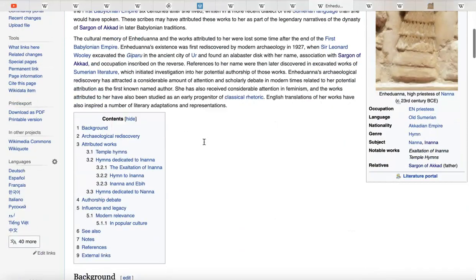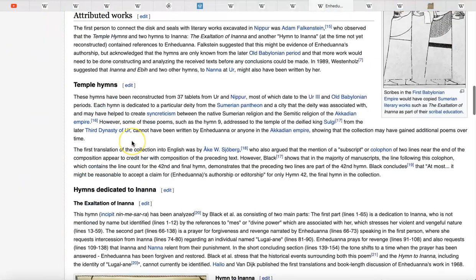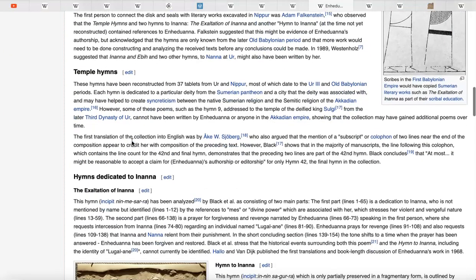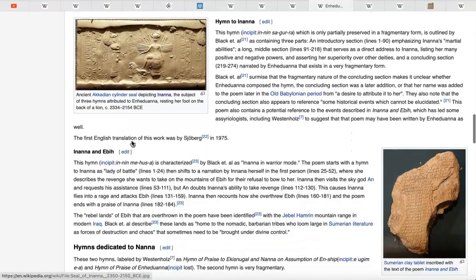And again, you can read through this on your own. This is a marvelous resource. Attributed works, yes. The Exaltation of Inanna. Okay. They talk about this.